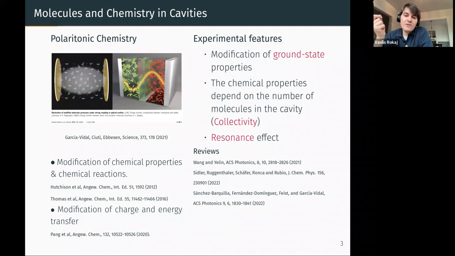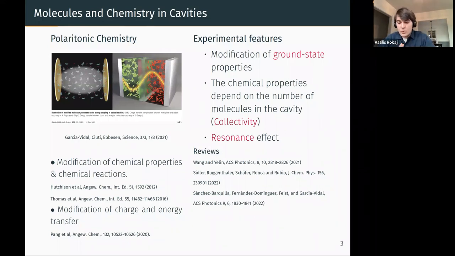A key aspect that shows up as well is collectivity. What I mean by that is that you put more and more molecules in the cavity, and then you see these phenomena show up. So there is some sort of collective behavior in such systems, which is hypothesized to be responsible for these modifications in chemical properties and reactions.